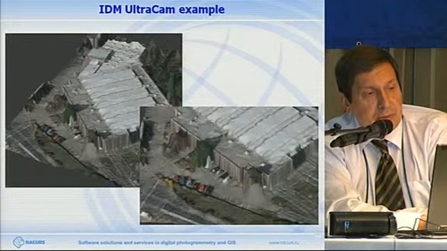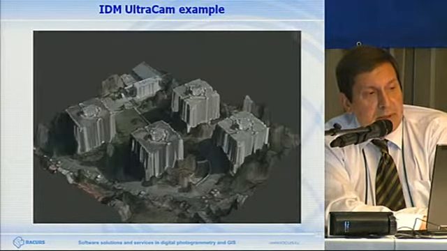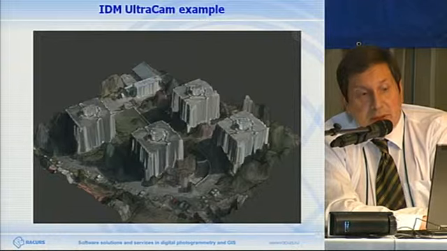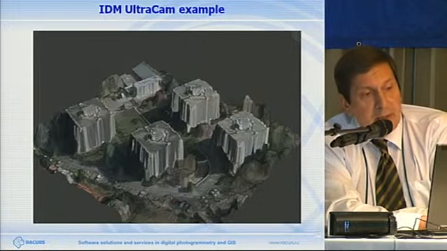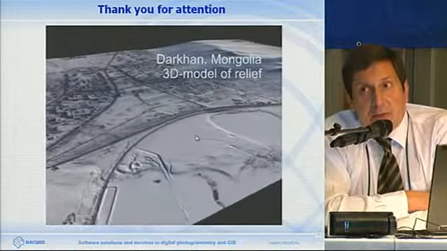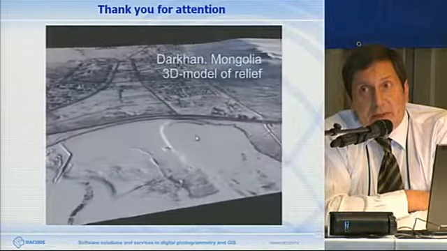This is another example from UltraCam. These houses don't look nice. I just don't have oblique images, so I'm unable to colorize. I only have the nadir image. And this is where I would like to stop.